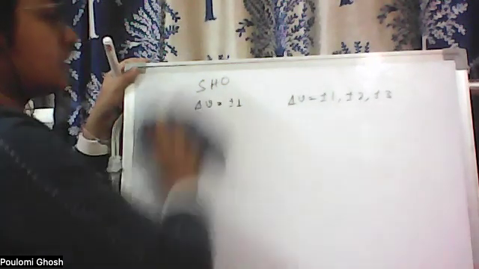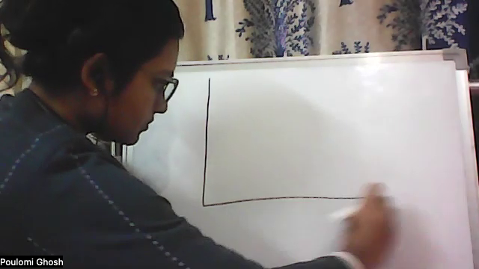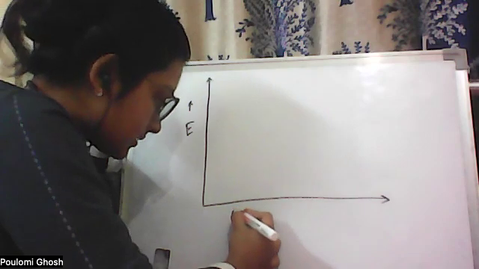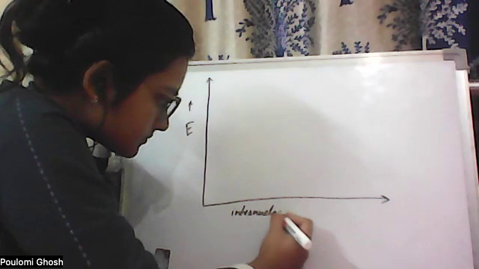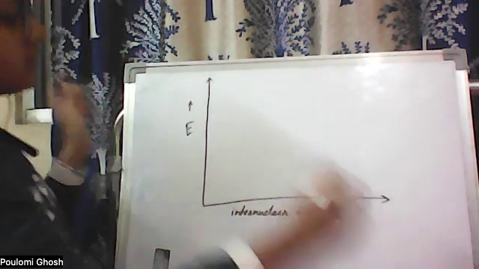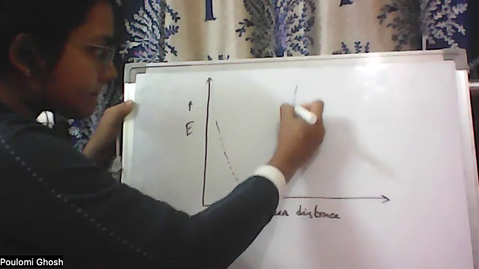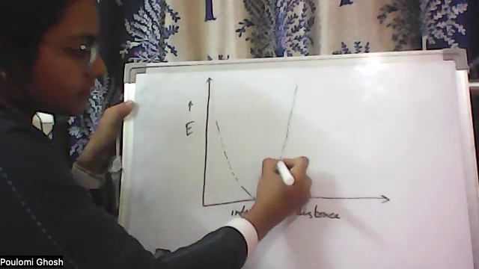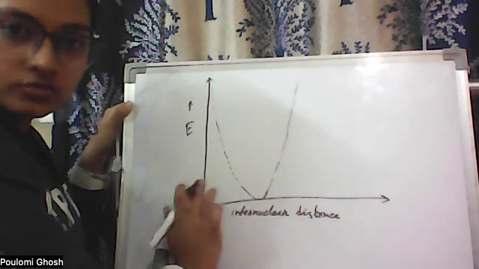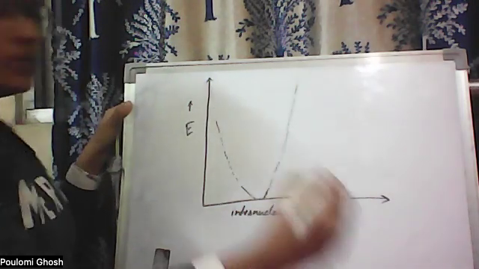So in the case of vibration energy, we have initially used that if we consider the y-axis as energy and the x-axis as internuclear distance. If we consider the simple harmonic motion, then the curve will be like this, and this is for simple harmonic motion, and it follows Hooke's law. But in reality, the molecule is not in simple harmonic motion. In reality, it obeys the curve like this.